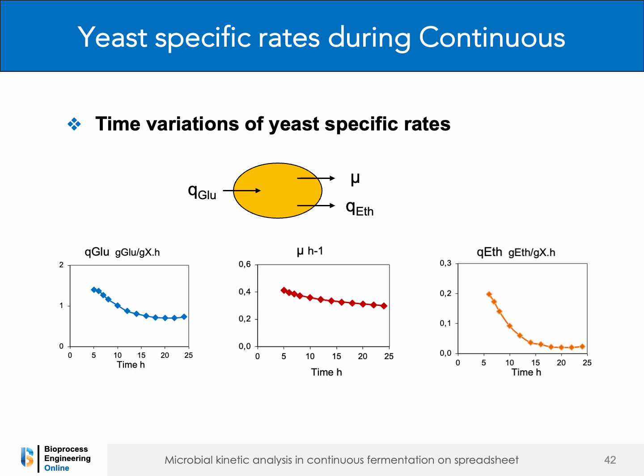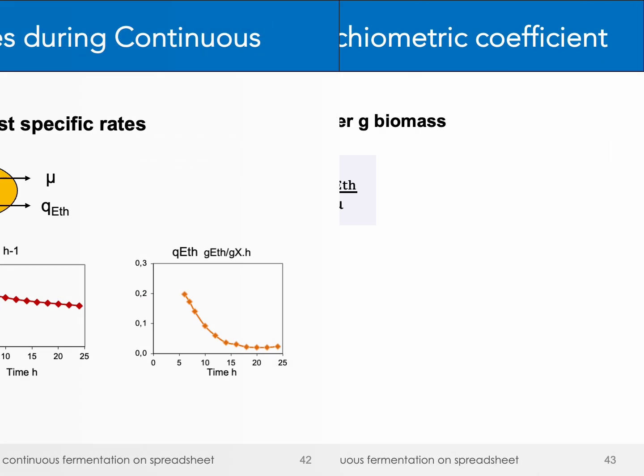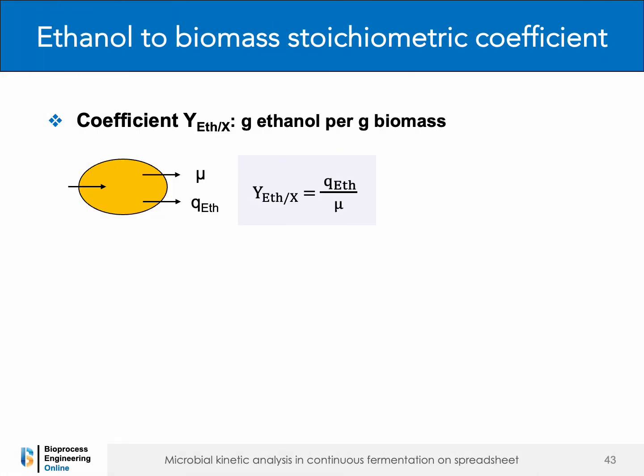The specific rates of glucose consumption and biomass formation show only slight decreases before reaching steady-state values. In contrast, the specific ethanol production rate declines more markedly and approaches zero over time. The pronounced reduction in ethanol production during continuous fermentation can be best characterized by calculating the stoichiometric coefficient Y_F/X, expressed as grams of ethanol produced per gram of biomass formed.